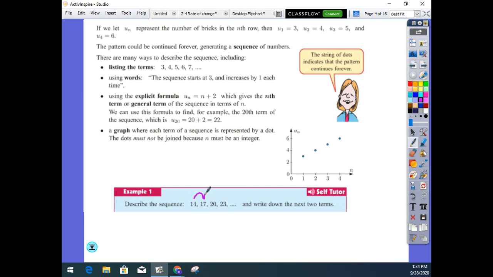I notice these are going up. We're adding 3 specifically. So the first term is 14. Then add 3 to get the next term. All right, so the next 2 terms, 23 plus 3 is 26. 26 plus 3 is 29.